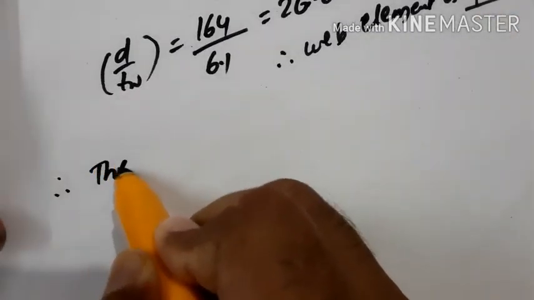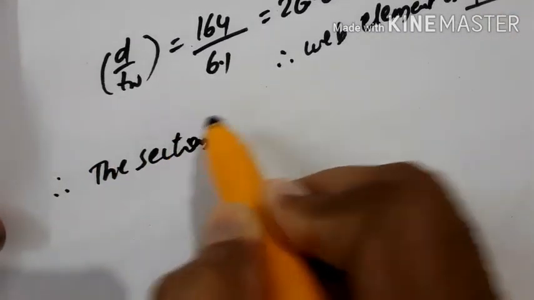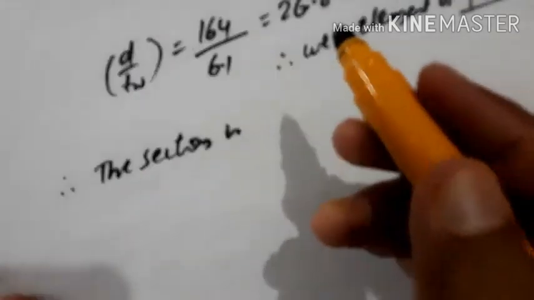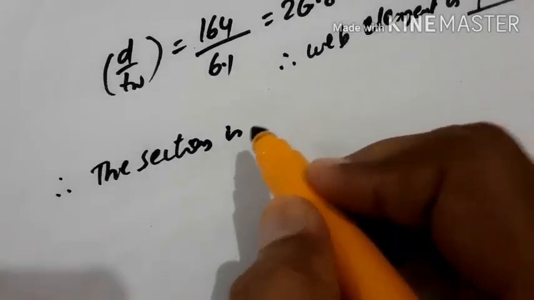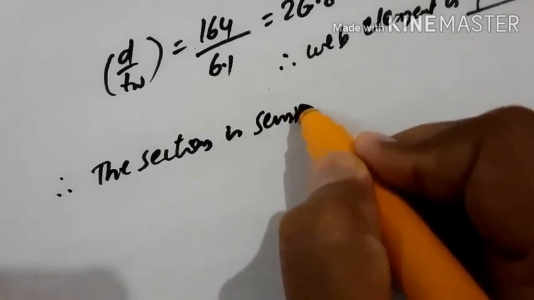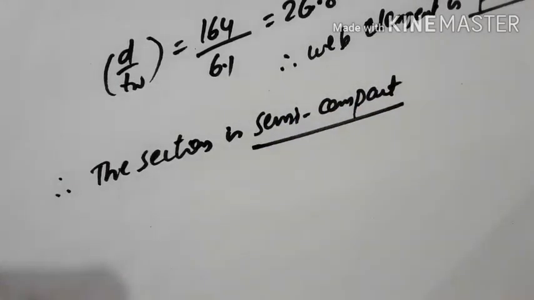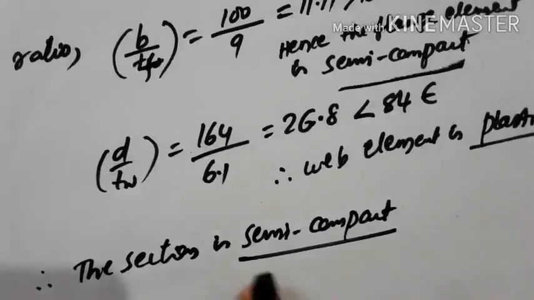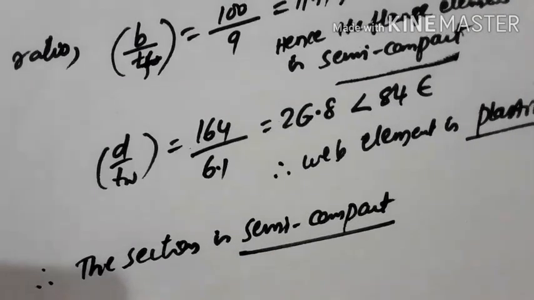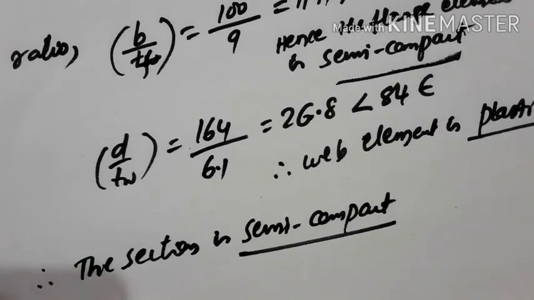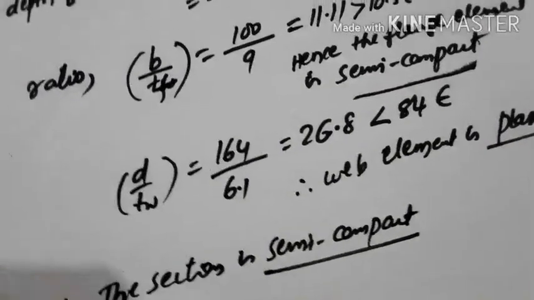Therefore the section is semi-compact. Like this you have to classify the section. Once you know the classification of the section, then the design bending moment can be easily calculated further.